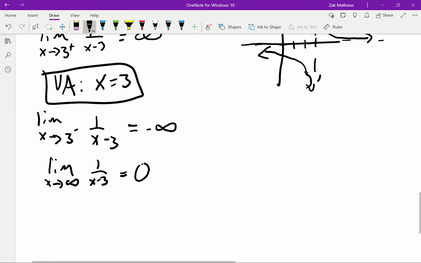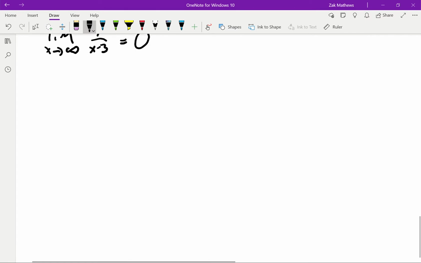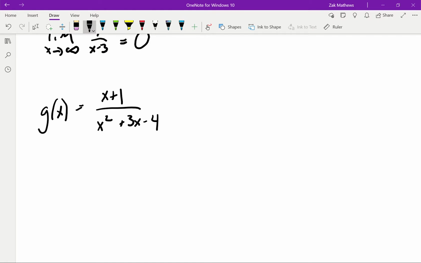Let's take a slightly more complex function. Let's call it g of x equals x plus 1 over x squared plus 3x minus 4. Here it would definitely help to start by factoring the denominator. If I factor the denominator, I'd have x plus 4, x minus 1. So I'm going to take a guess here that my vertical asymptotes are at -4 and at +1.